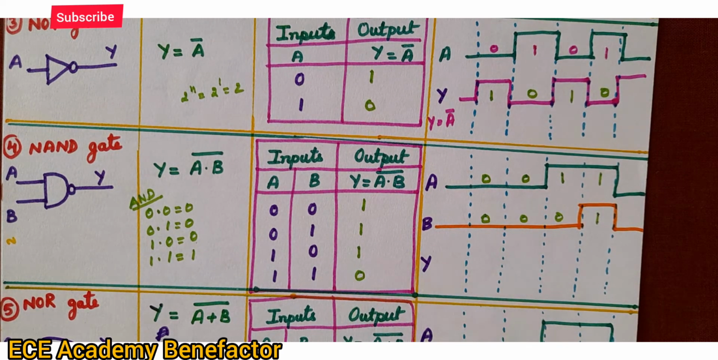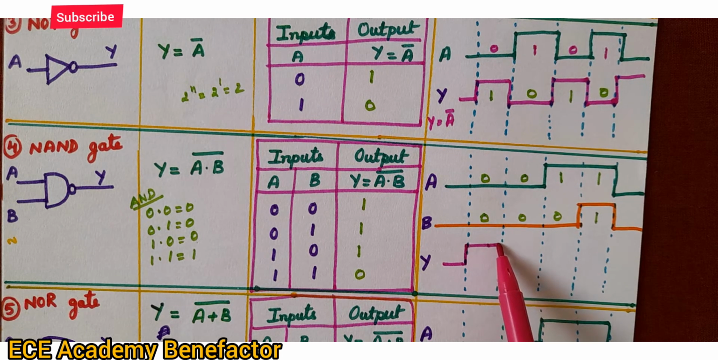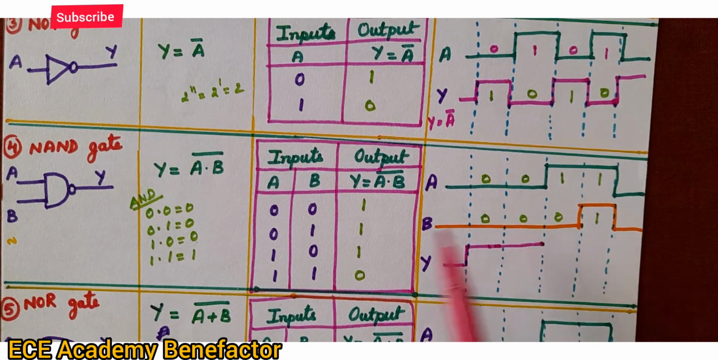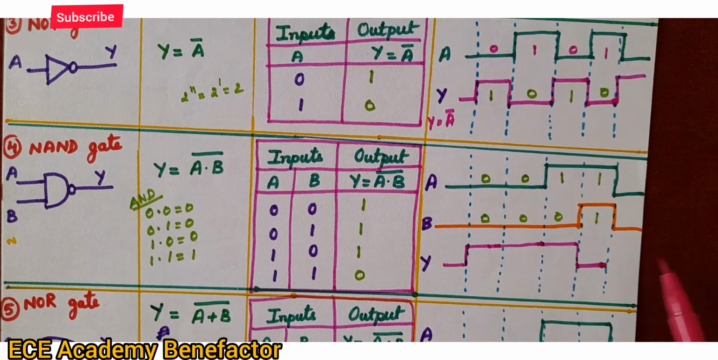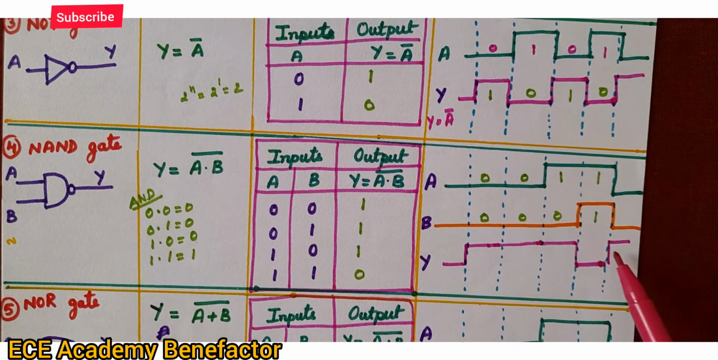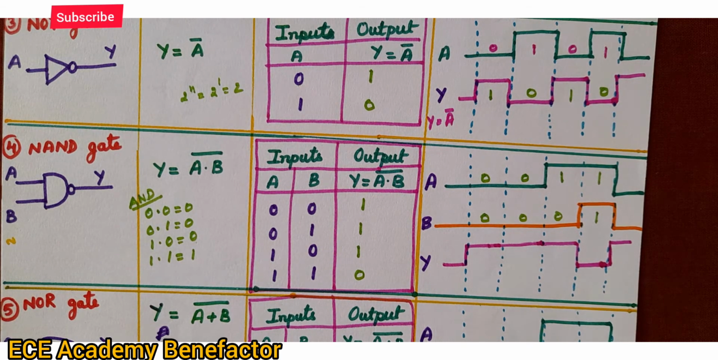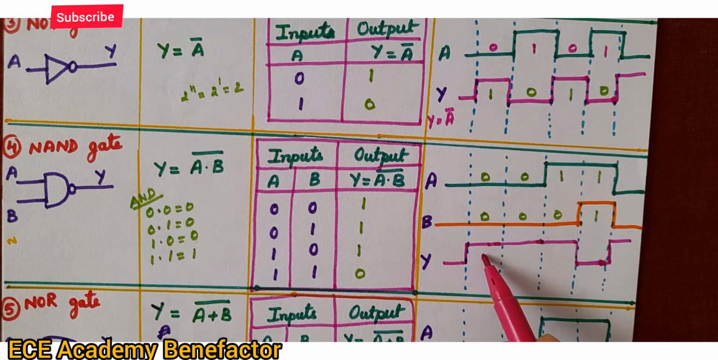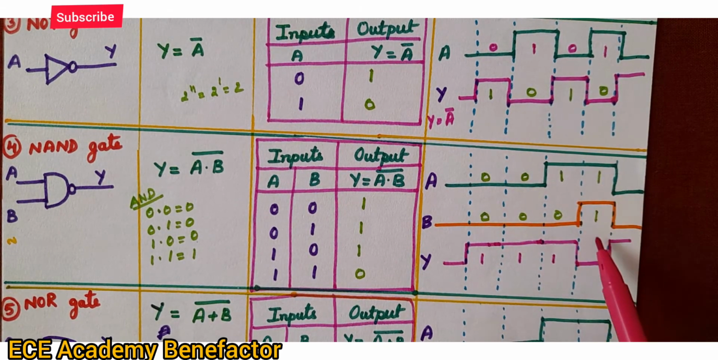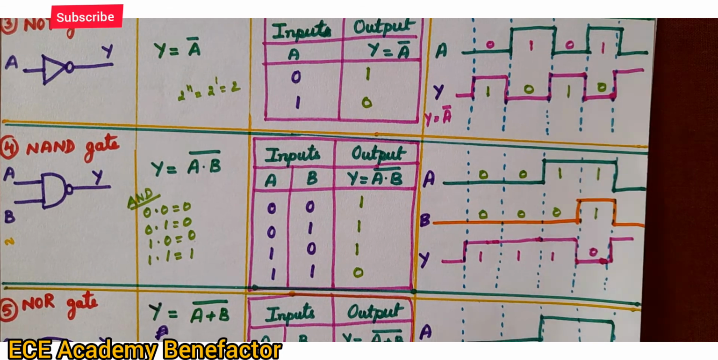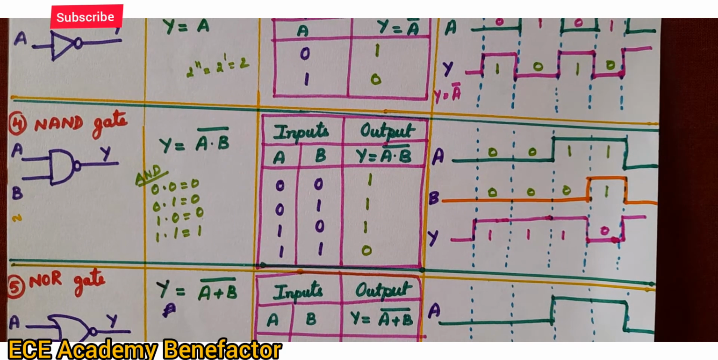Now, based on this truth table, how do we draw the waveform? When both are 0 0, what is the output of the NAND gate? It will be high. For 1 0, the output is high. Both are 1 1, the output becomes low. When both are 0 0 again, the output becomes high, like this. So for 0 0, the output of the NAND gate is 1; for 1 0, the output is 1; for 1 1, the output is 0. This is the timing diagram for a NAND gate.